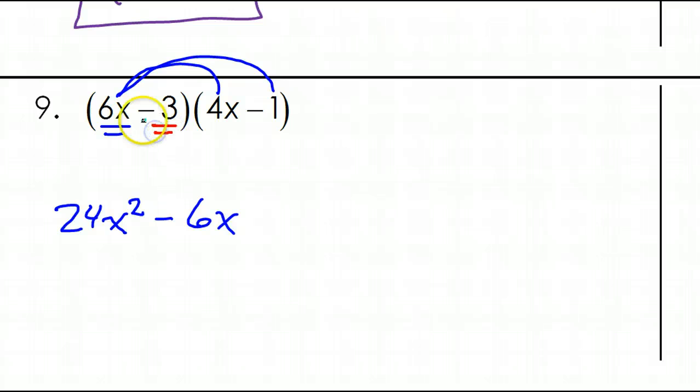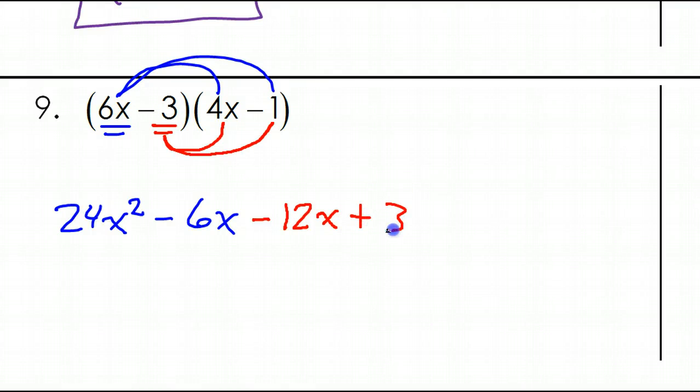Alright, now it's time to distribute the negative 3. Include the negative with it. Okay, we'll do negative 3 times that and negative 3 times that. Negative 3 times 4 is negative 12. So that's going to make negative 12x because of the x. Negative times negative is a positive. So negative 3 times negative 1 is positive 3.